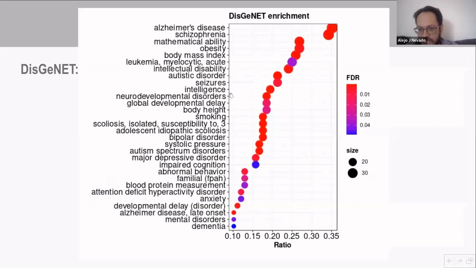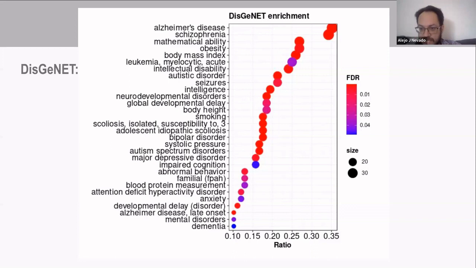I think this is another example of other of the databases. This database, DisGeNET, is specialized in grouping genes according to disease. And what we see is that our genes, at least part of them, seem to be especially important for Alzheimer's, which we've already identified. Other ones are for schizophrenia, other ones mathematical ability. Later you have obesity, which is tightly linked to Alzheimer's as well. So in summary, we are getting what we should, plus an additional list of genes that can be tested further.